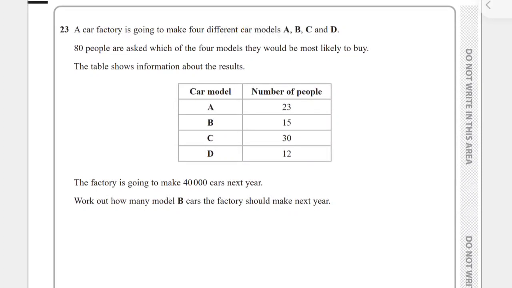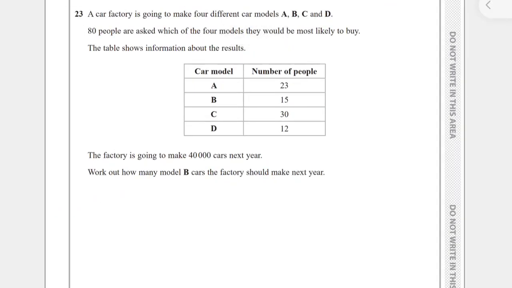A car factory is going to make 4 different car models, A, B, C, and D. 80 people were asked which of the 4 models they would be most likely to buy. The table shows information about the result. So the factory is going to make 40,000 cars next year. Work out how many Model B cars the factory should make next year. So that's easy.